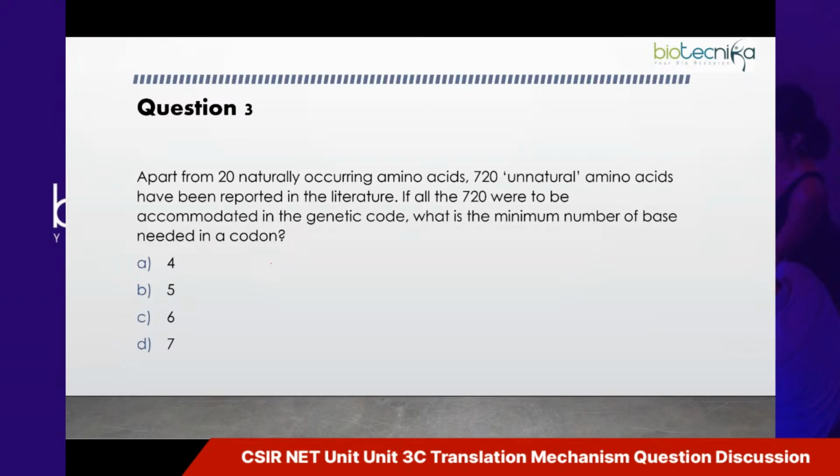All right, I think all of you can hear me now. So if they are coming in a group of 5, how many combinations are possible? 4 to the power 5, which is equal to 1024, greater than 720. So if we have to code for 720 different amino acids, then the bases have to come together in a group of 5, then only it will be possible.